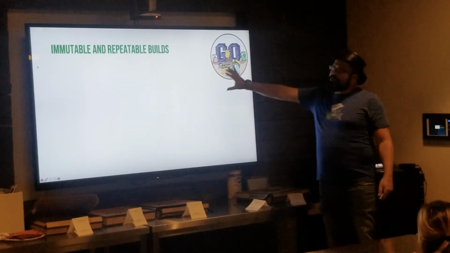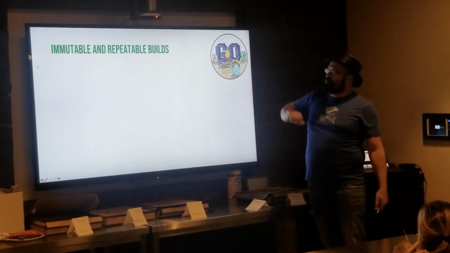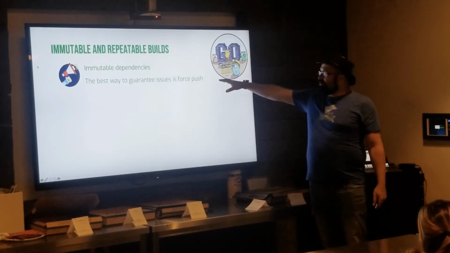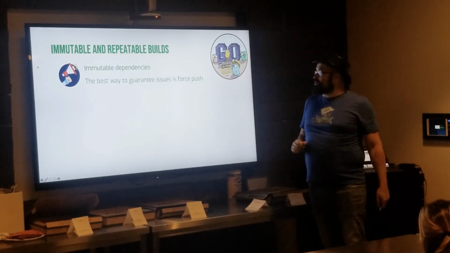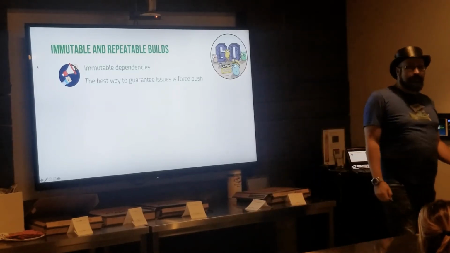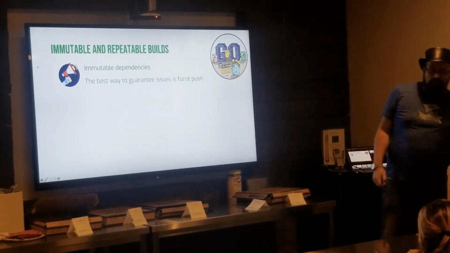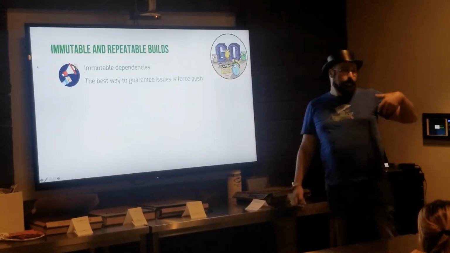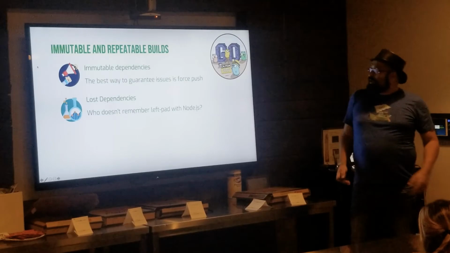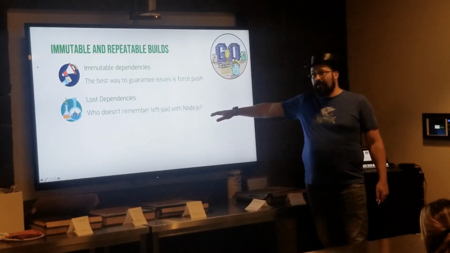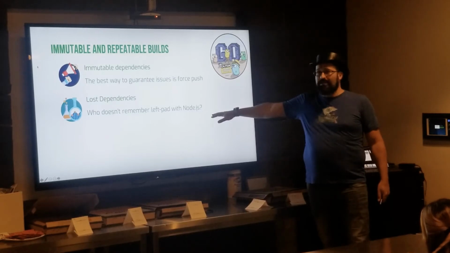So, but first let's finish the topic of immutable and repeatable builds. So immutable dependencies, the best way to guarantee issues is force push. The best way to guarantee lack of issues is not going to GitHub, but instead going to an immutable repository. Lost dependencies, left-pad of Node.js and other wonderful stories, right?